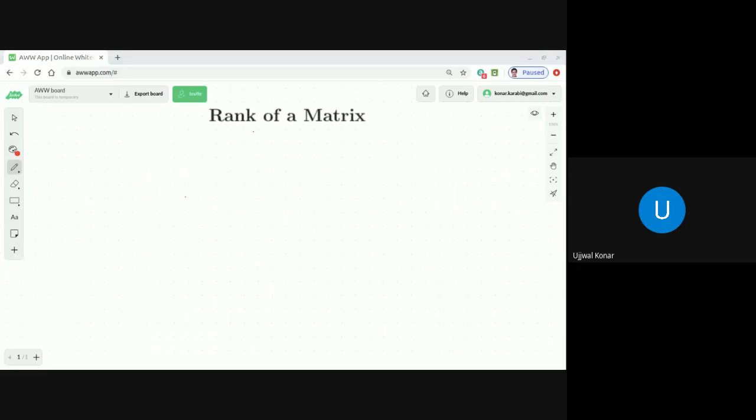So, what is the rank of a matrix? The rank of a matrix is a non-negative integer. That means a number r is said to be the rank of a matrix if two conditions hold true. What are the two conditions? Let us discuss and proceed further.